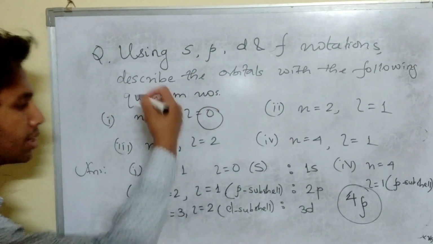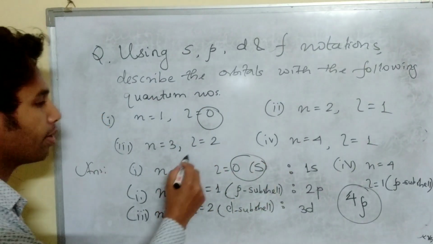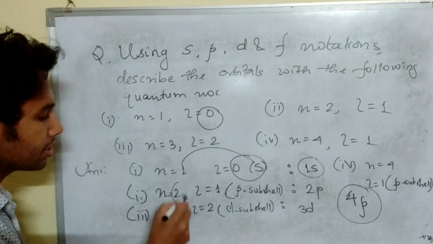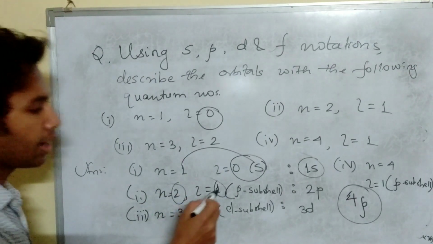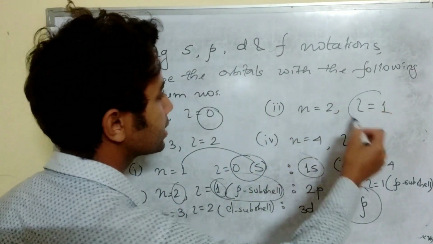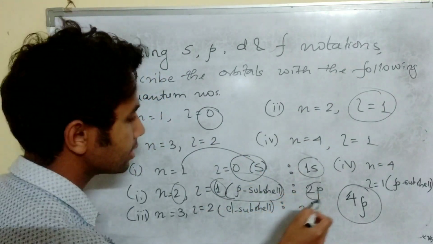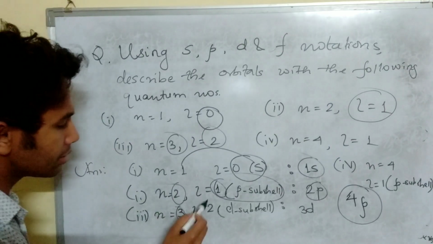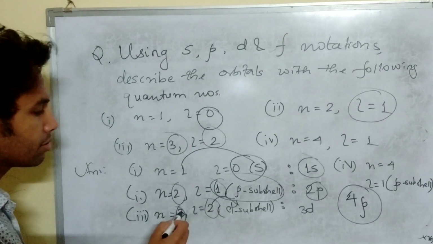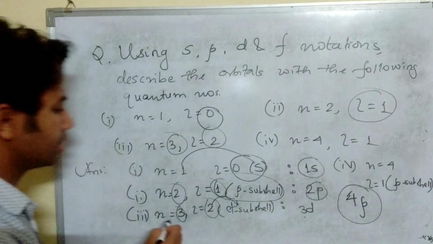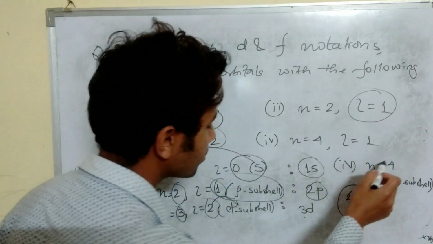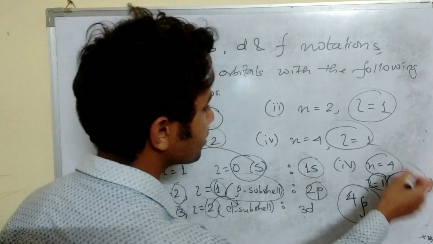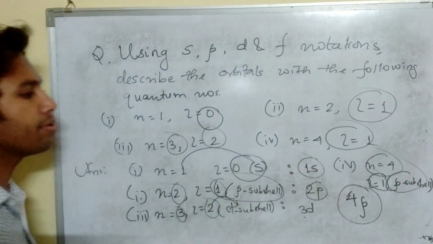So n is equal to 1, l is equal to 0, l is equal to 0 means s subshell. So 1s is the orbital in this case. In this case, n is equal to 2, l is equal to 1, l is equal to 1 is our p subshell, so the orbital is 2p. In this case, n is equal to 3, l is equal to 2, 2 is d subshell, so our 3d orbital is this, and n is equal to 4, l is equal to 1 means our p subshell, so here it will be 4p orbital.